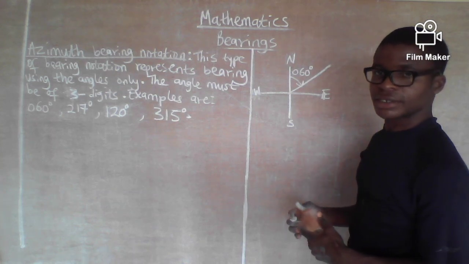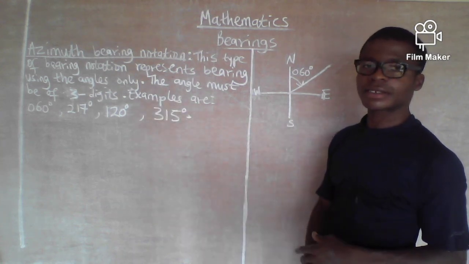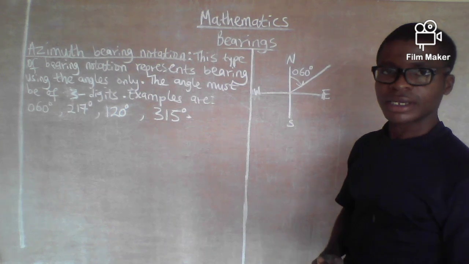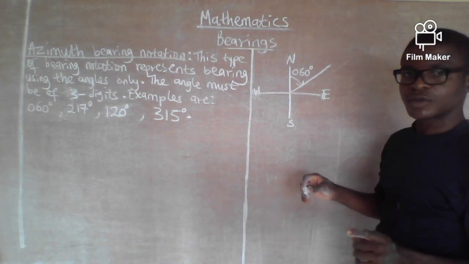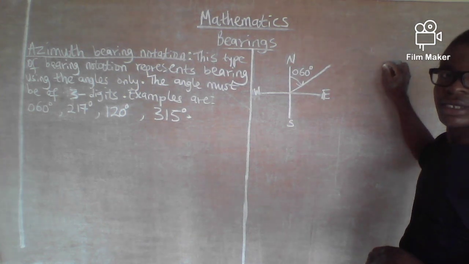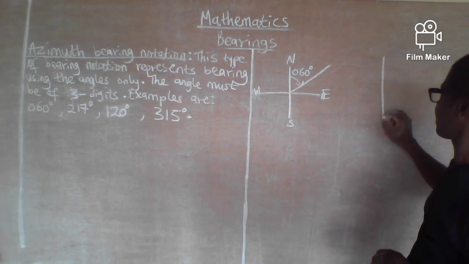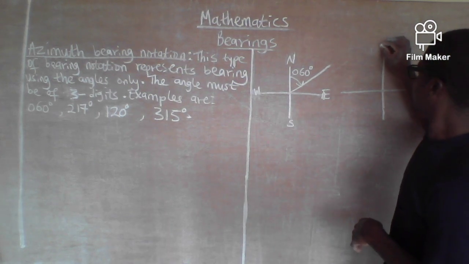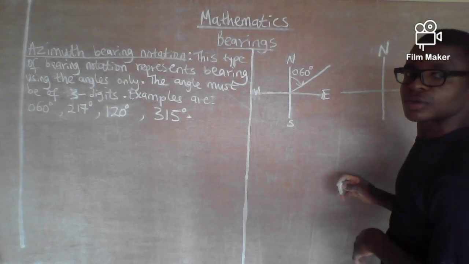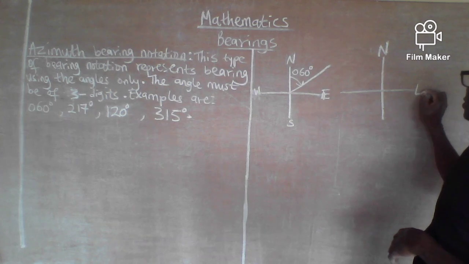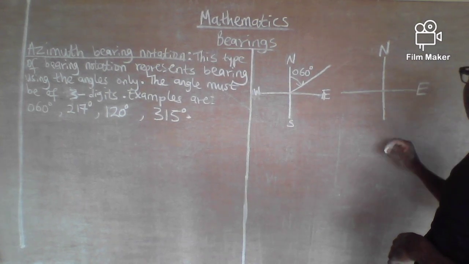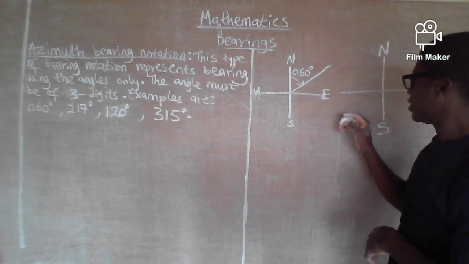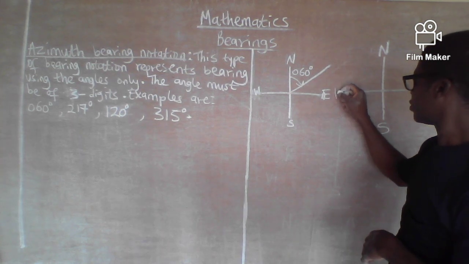The next bearing is 217 degrees. To represent that bearing diagrammatically, the first thing to do is to draw the Cartesian. On top is the cardinal point north. At the right hand side is the cardinal point east. Below is the cardinal point south. At the left hand side is the cardinal point west.